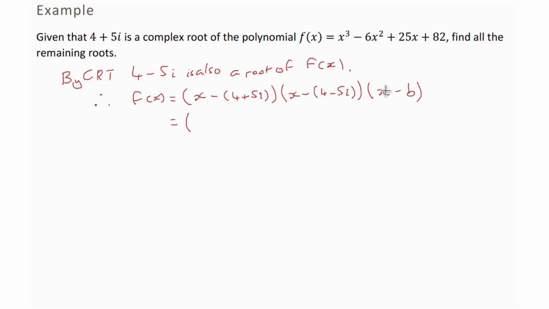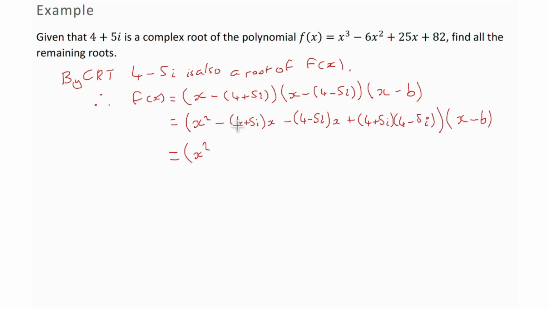Essentially, we can expand this and equate it with this version of the polynomial and see what value of b we need. So expanding this, we get x times x is x squared. Then we're going to get minus (4 plus 5i)x. We do that one times that one. We're going to get minus (4 minus 5i)x. And we're going to get (4 plus 5i) times (4 minus 5i). And all of that's being multiplied by x minus b.